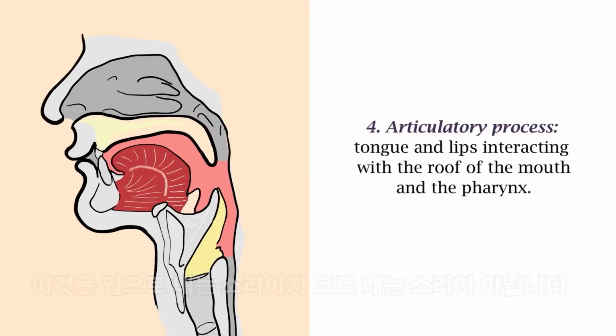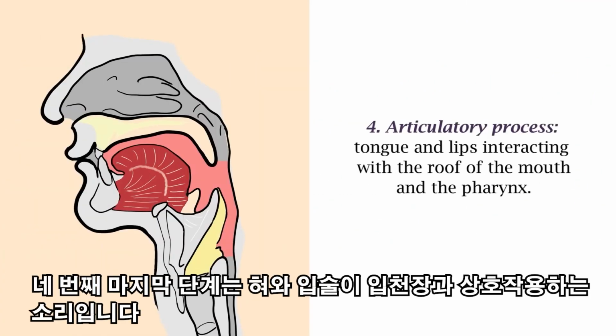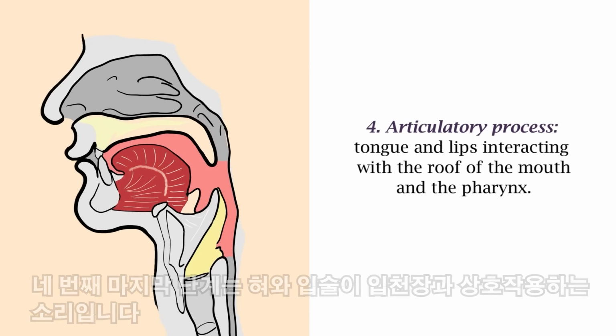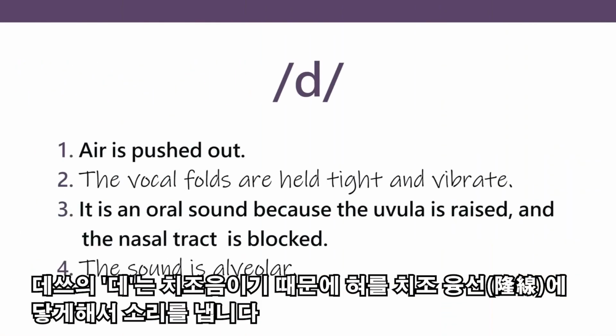The fourth and last step is tongue and lips interacting with the roof of the mouth. For example, in the case of da, the tongue is raised to touch the alveolar ridge because the sound is an alveolar sound.